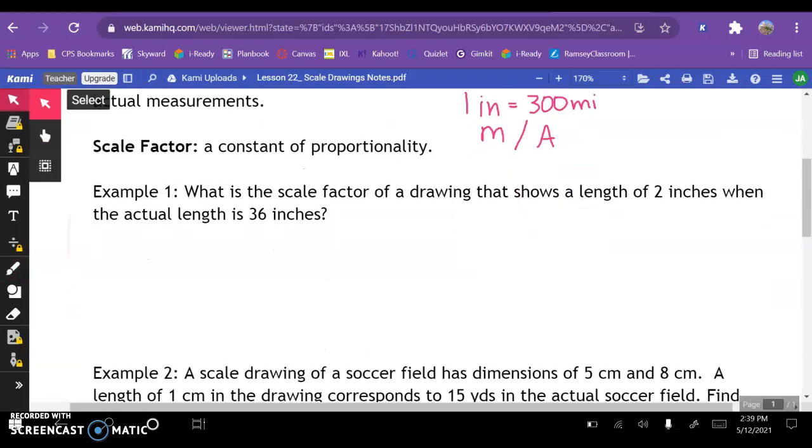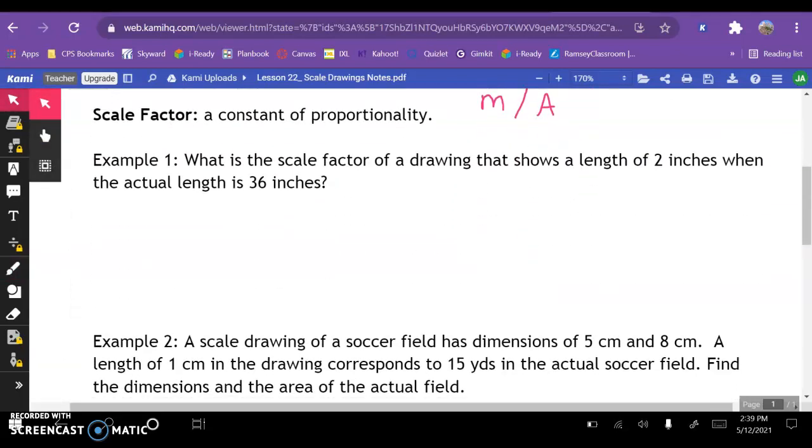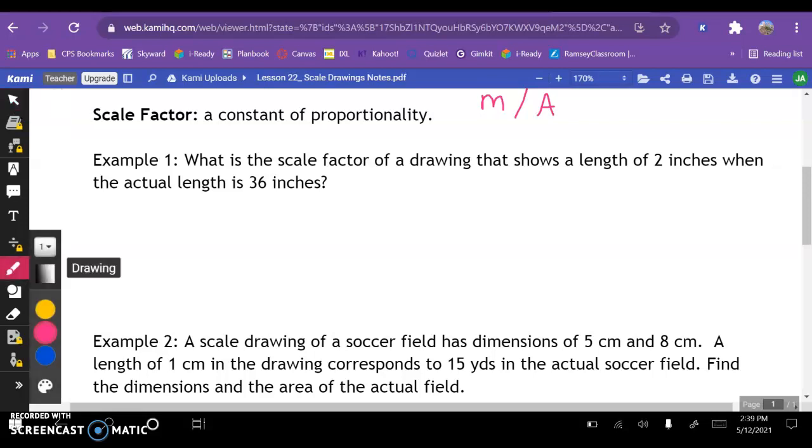So for example 1, it says, what is the scale factor of a drawing that shows a length of 2 inches when the actual length is 36 inches? So the drawing is 2 inches, and I'm going to make it into a fraction, and the actual is 36 inches. So remember, I said model over actual, so that's how you know how to set it up.